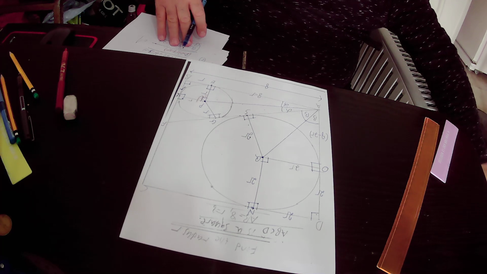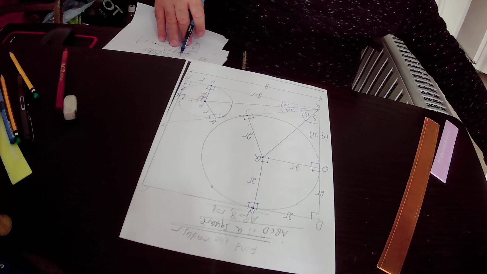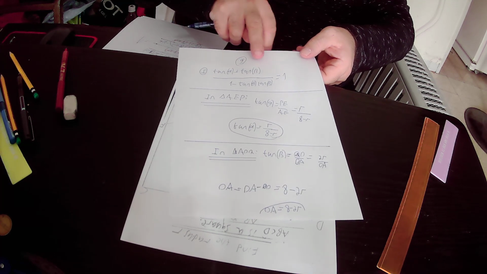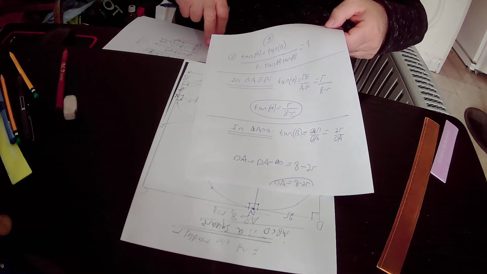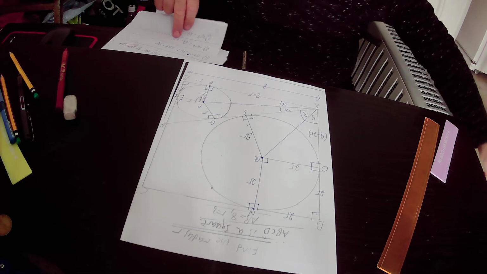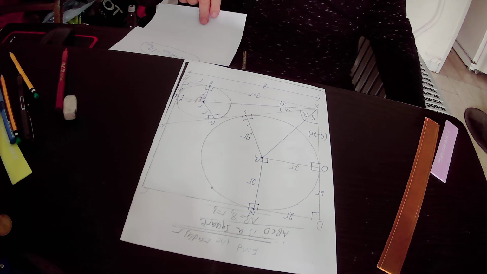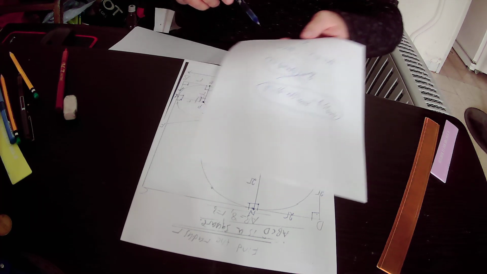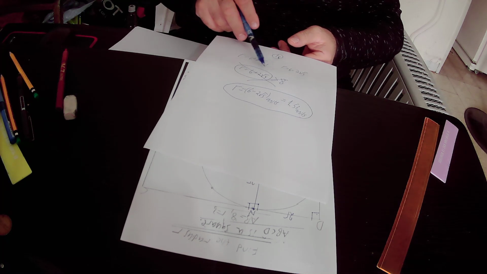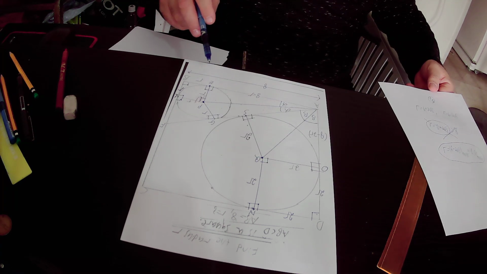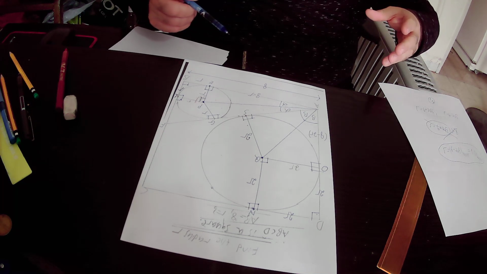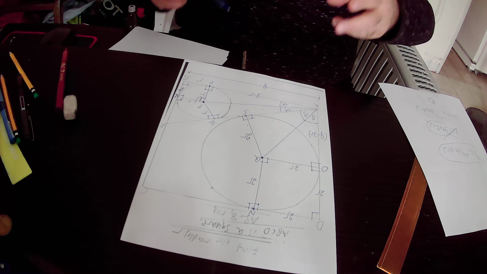Then we substituted the values of tangent alpha and tangent beta in equation number 1, and we got this equation. We solved it and got two solutions. The first solution was that the radius of the small circle equals 6 plus 2 root 5 units, but the radius of the small circle cannot be greater than 8 units, because the small circle is located totally inside the square. Therefore, the radius of the small circle must be less than 8 units.